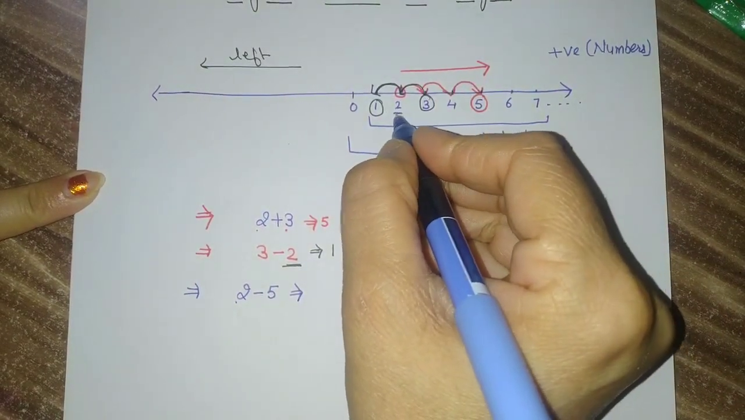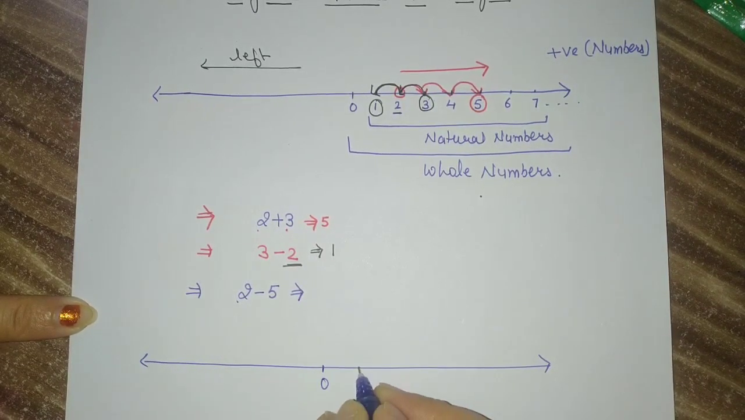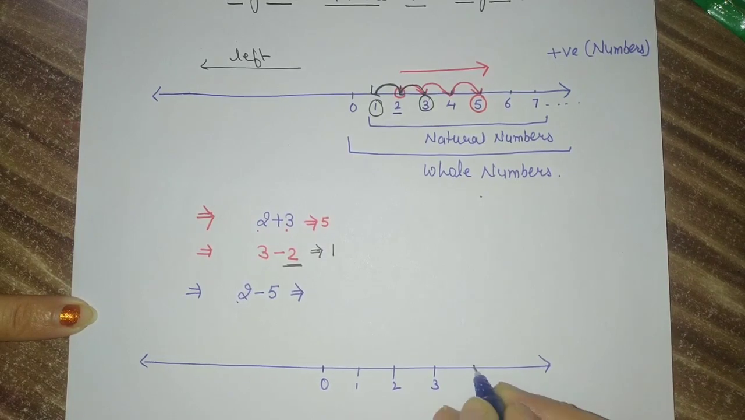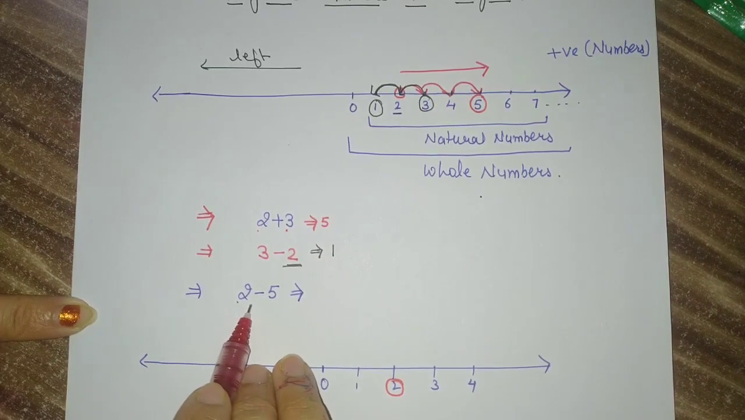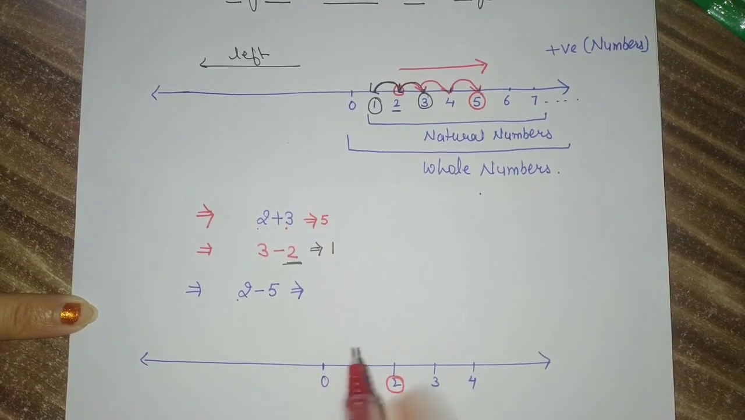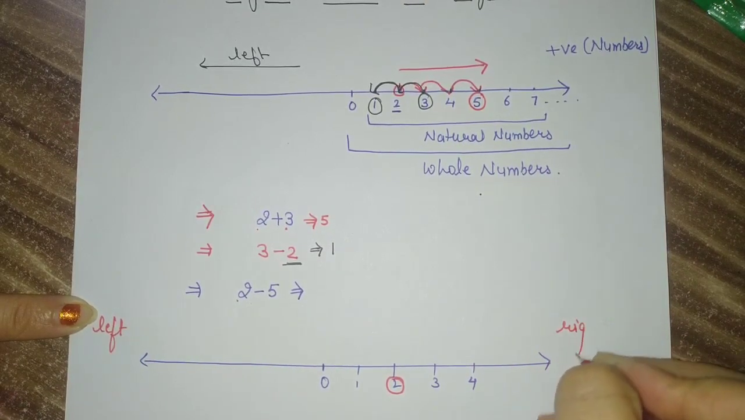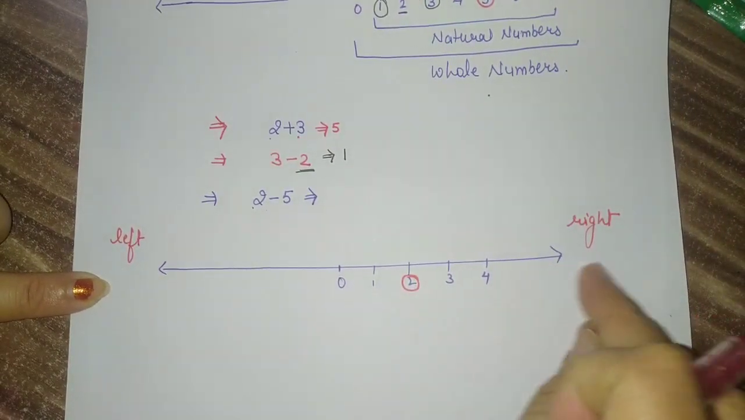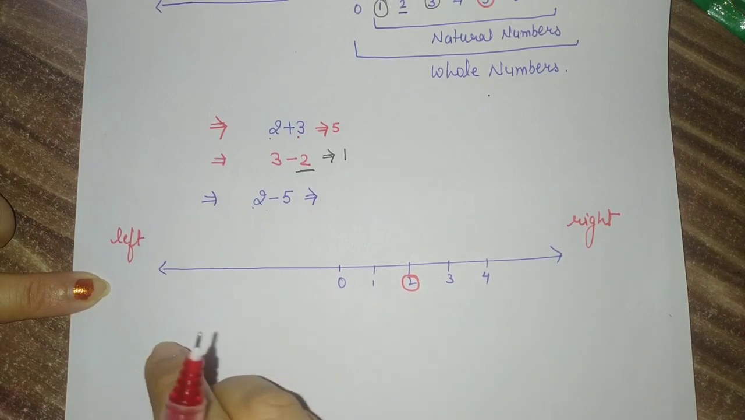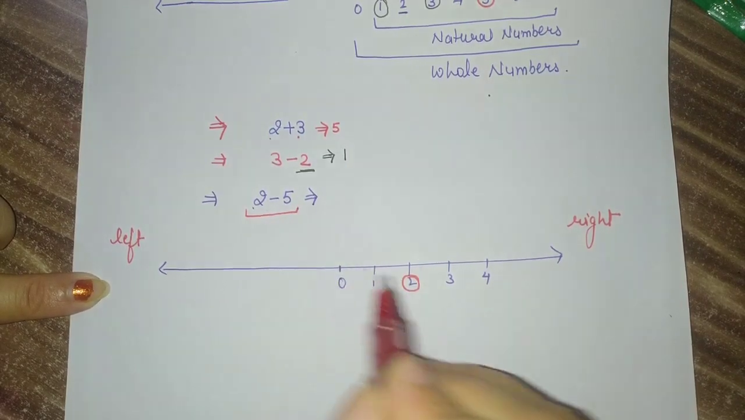We are on 2. I'm going to draw another number line. We start from 2. What are we doing here? Subtraction. To do the subtraction, we said we have to move to the left side. So the left side is this one. This is the left side of the number line and this is the right side. I repeat again, whenever we show addition on the number line, we move towards the right. When we show subtraction, we move towards the left side. So in this operation, we are going to show the subtraction of two numbers.